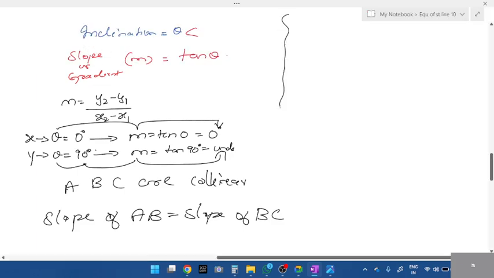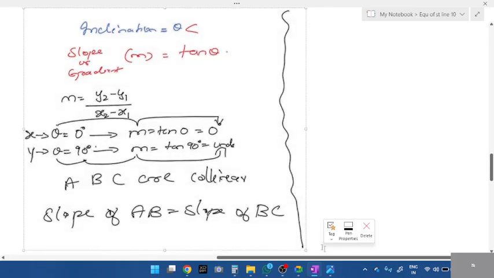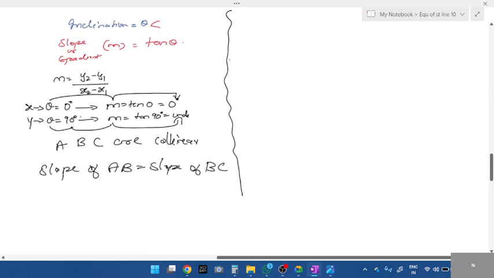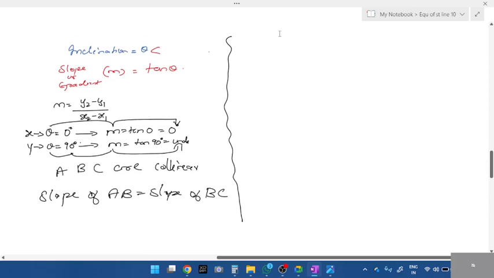Whatever I solved here was all about slope, gradient, inclination. This is one part. In this entire chapter we have three parts. This is the first part. The second part is all about the equation.